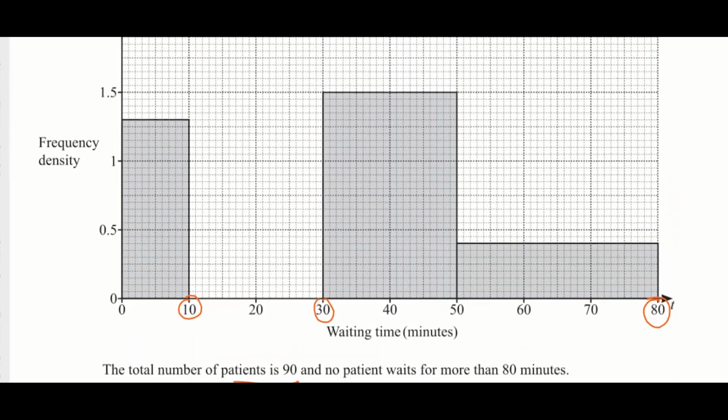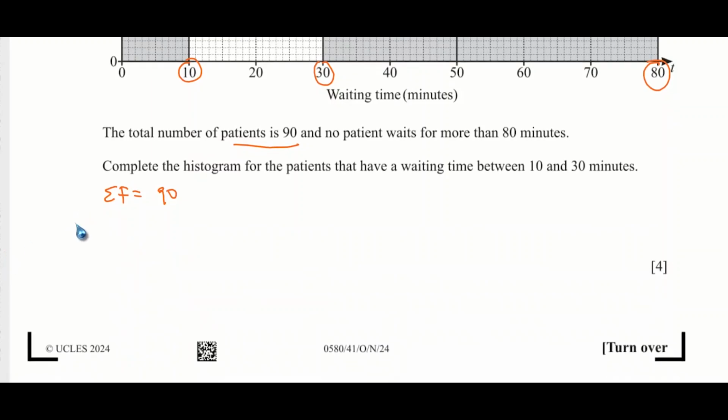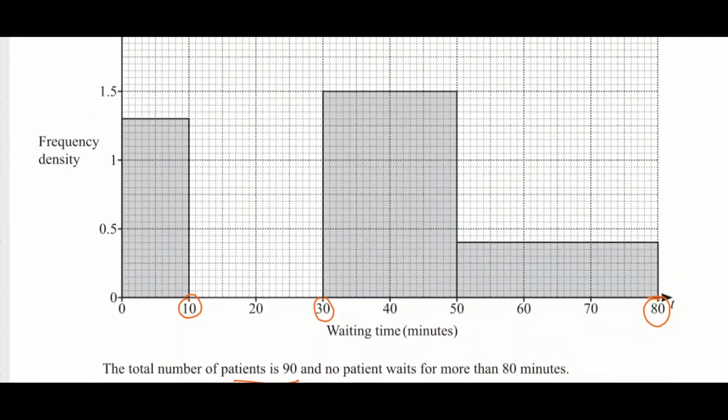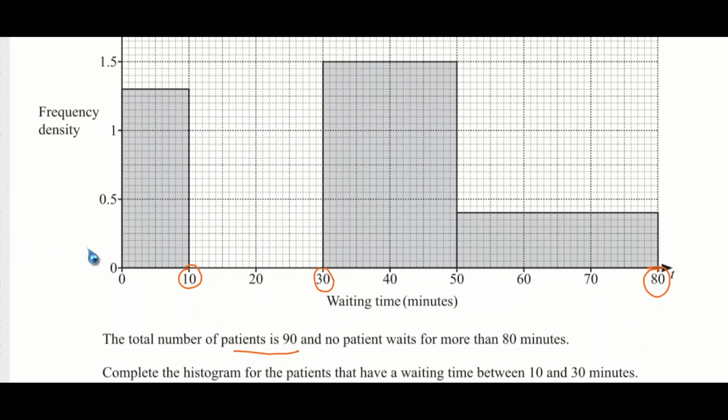So we know the formula for the frequency density, FD, is equal to frequency over the class size. So from here we can get the frequencies. The frequency will be equal to frequency density multiplied by the class size. So from the table, when the class is from 0 to 10, the class size is 10 minus 0, that is 10.